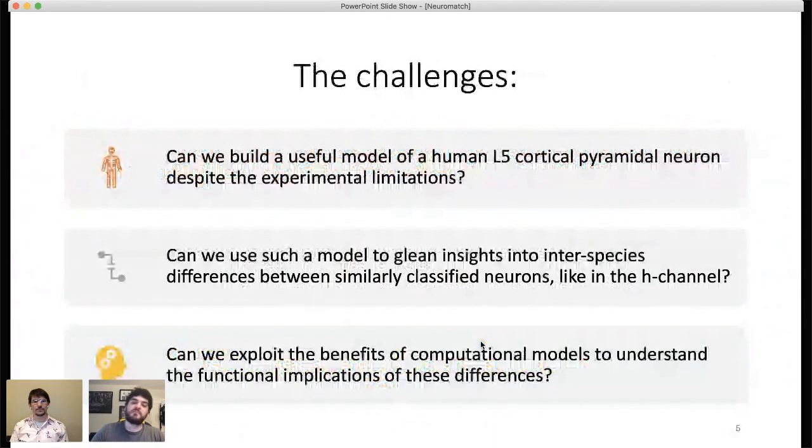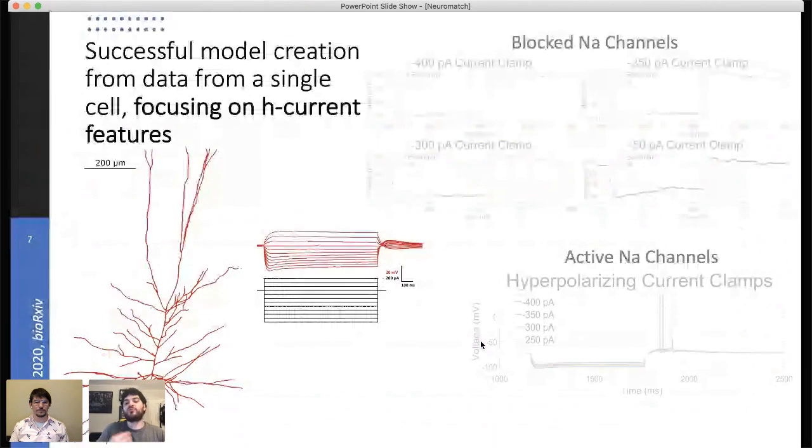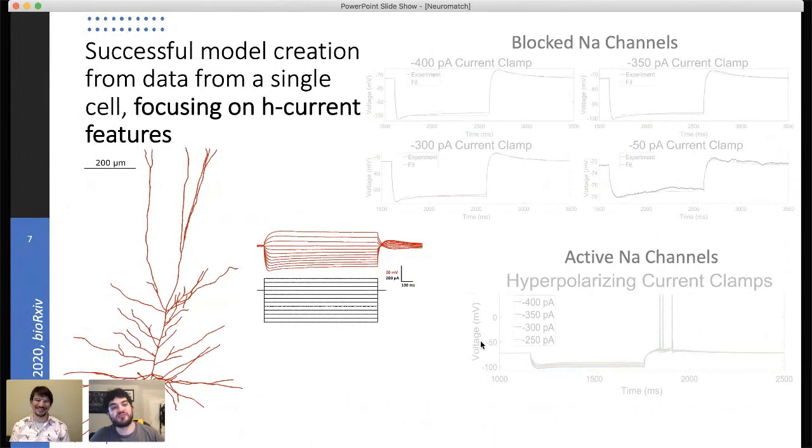First, is it even possible to build such a model given the experimental limitations? Then can we use such a model to look at cellular level ion channel differences between the human and the rodent setting? And then can we potentially exploit the benefits of the in silico setting to perform some experiments that might not be feasible in vivo or in vitro to help us understand functional implications of these differences? So lo and behold, we were able to create such a model. Otherwise, I probably wouldn't be talking to you about it right now.